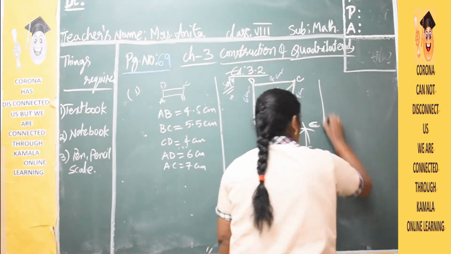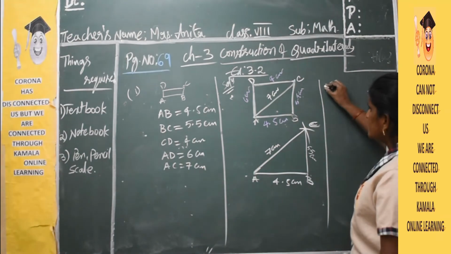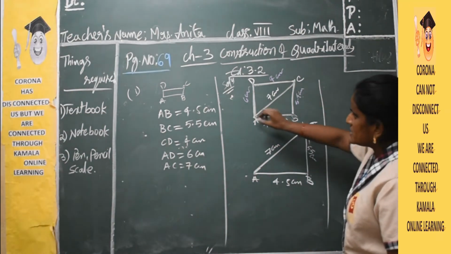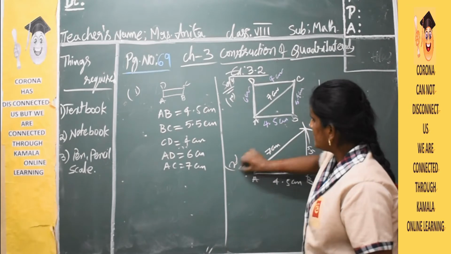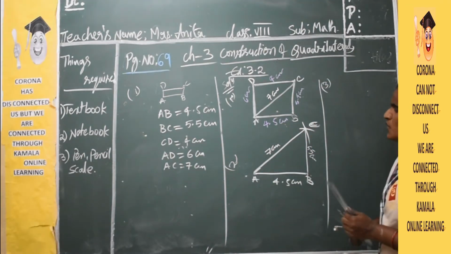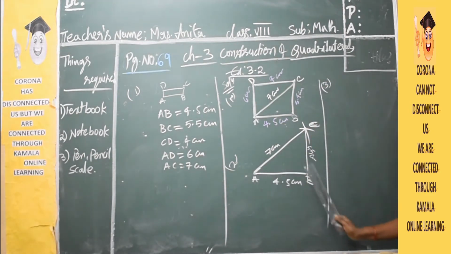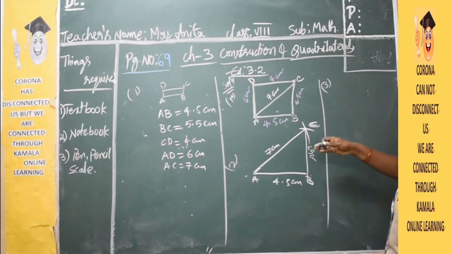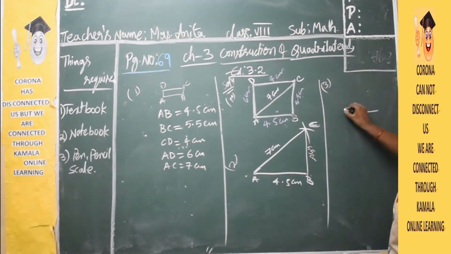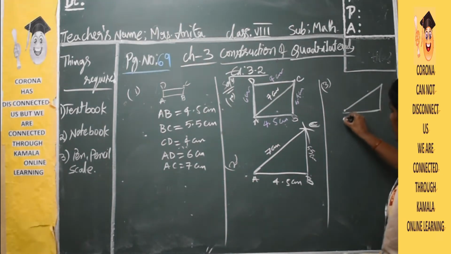Next step. What is the next step, children? You have to observe. This is step 1, step 2, step 3. So we got points A, B, C of the quadrilateral. We want one more point, that is point D. We are taking the continuation of the previous construction. We got triangle ABC. This is 7 centimeters, this is 4.5 centimeters, and this is 5.5 centimeters.